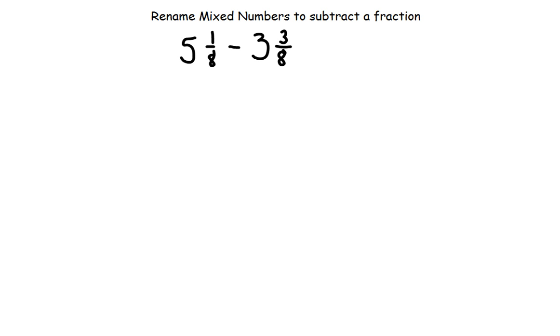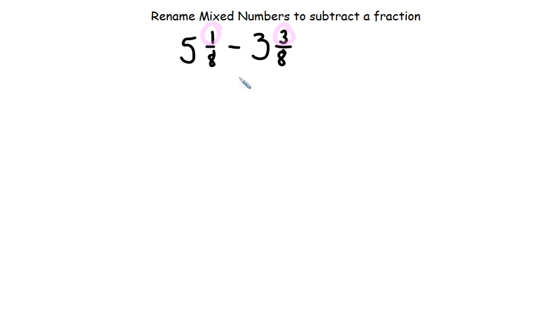Here's another example, and we're going to go ahead and solve this one using a different strategy. So we have 5 1/8. And we're supposed to take away from that 3 3/8. But we'll notice again that the numerator over here is actually greater than the numerator there. So I can't take 3 away from 1. So I somehow, some way, have to make this numerator greater than that numerator.